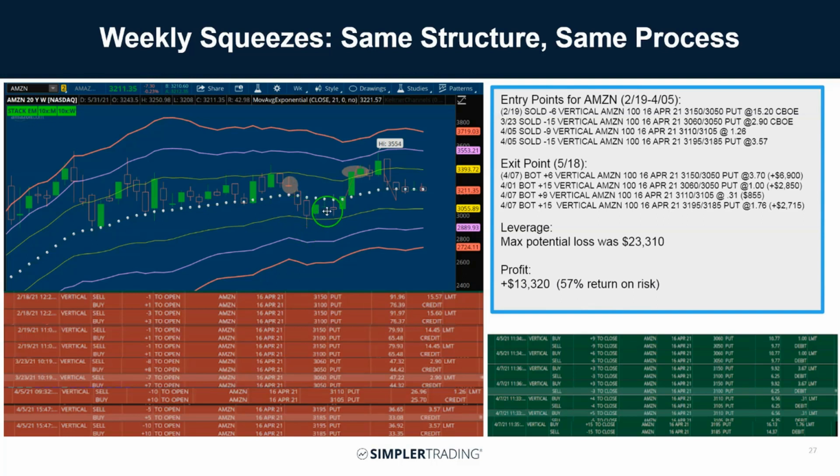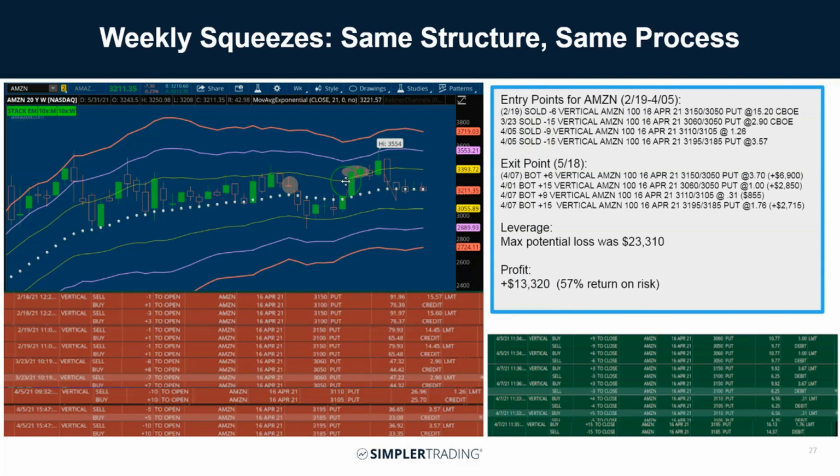Did Amazon ever close under that -1 ATR? No. So I got to hold on to that trade. The squeeze is literally designed to find these moments in time when all we're doing is +1, -1. That's not going to shake me out. And then a few weeks later, we didn't quite get the +2 ATR, but it was a good enough move to buy back those spreads for $13,000 of profit between the three or four of them here.